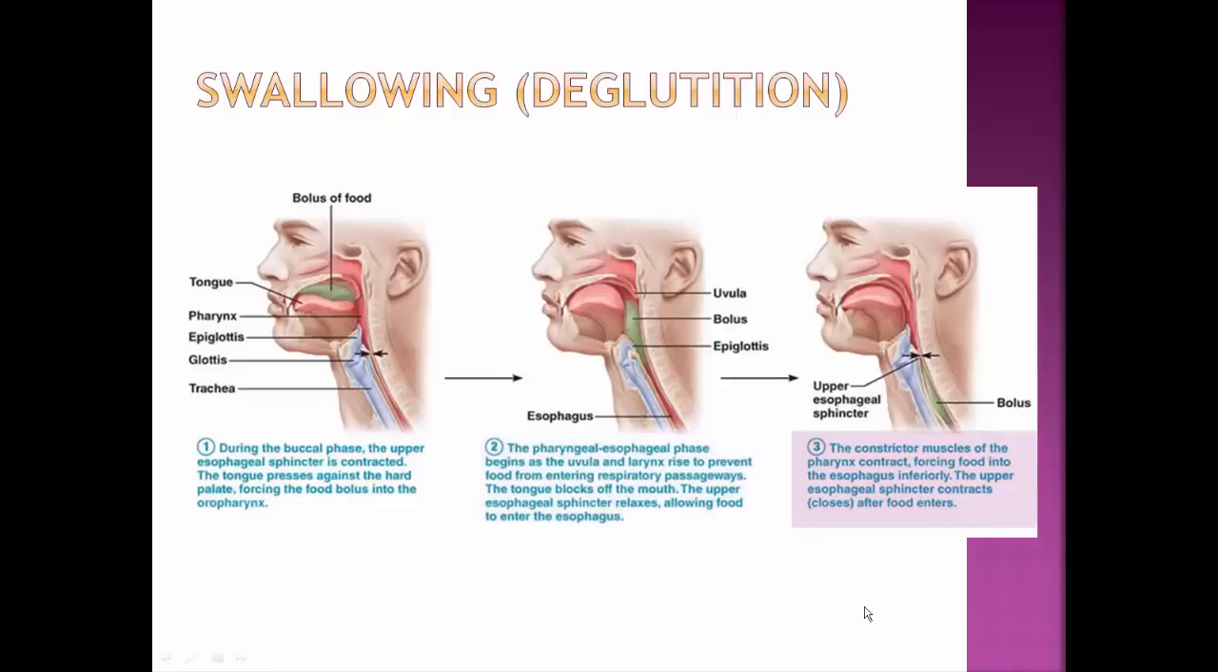The third part is what's going on in the esophagus, which is really part of the swallowing process. That's basically getting the upper esophageal sphincter closed so the food can't go back up into the throat, and then the food continues to go down the esophagus through peristaltic actions.